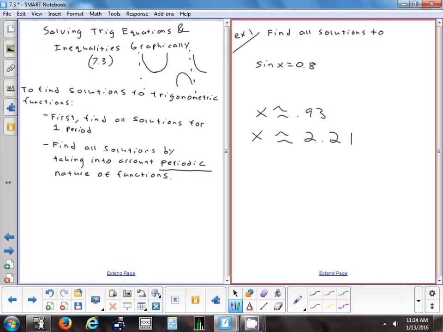214. So we'll round down. Okay, and what do I need to put on the end of both of those? Plus 2 pi n. Plus 2 pi n. And just make sure we remember, what's n? Any integer. So that's the abbreviation for an integer.